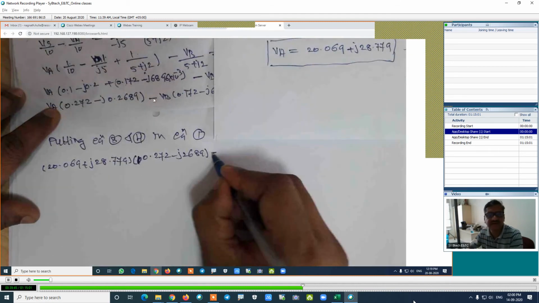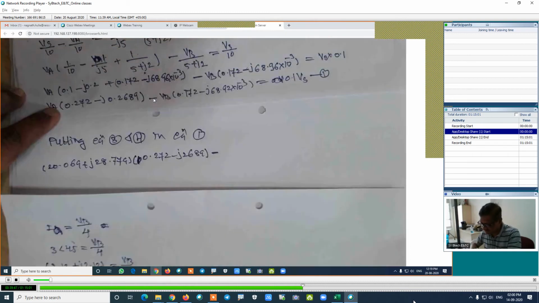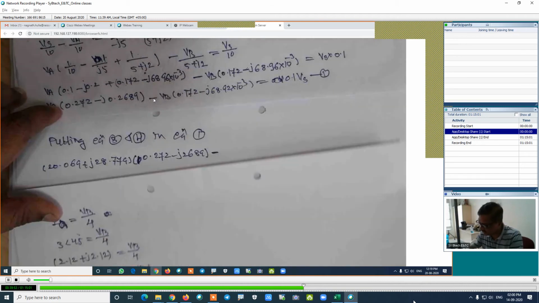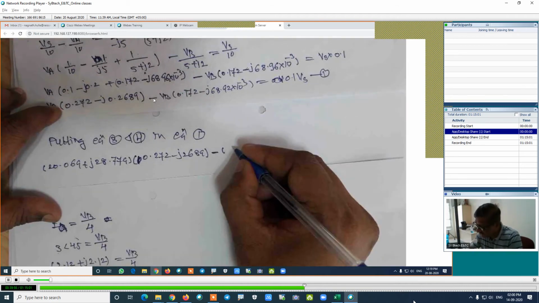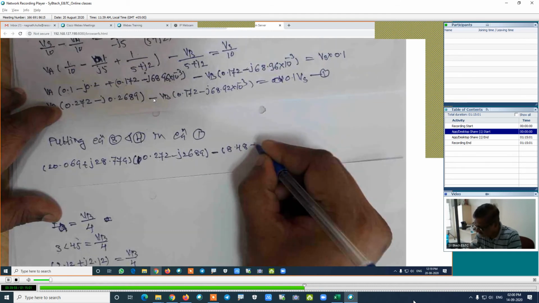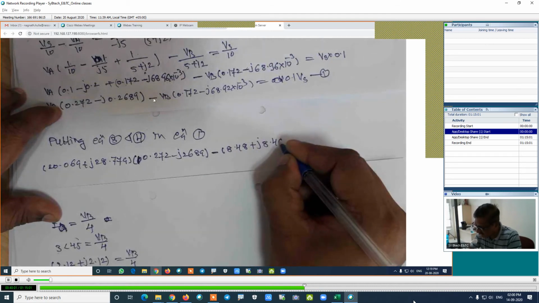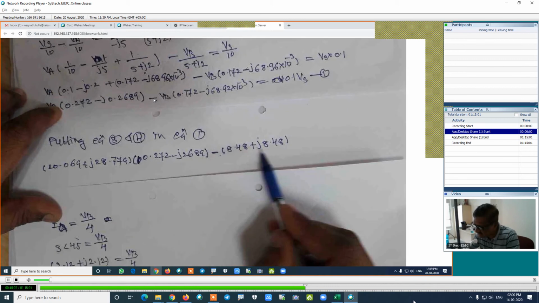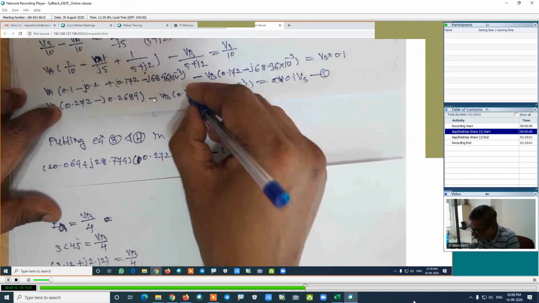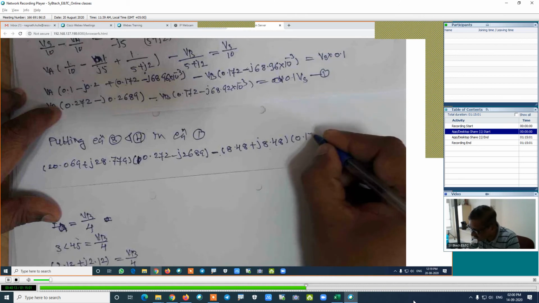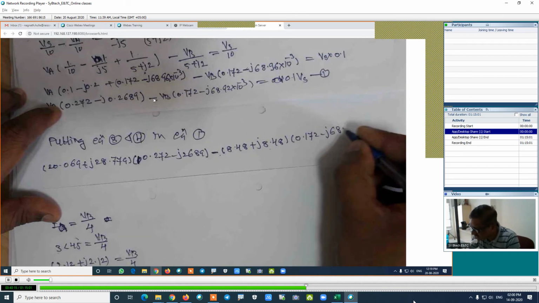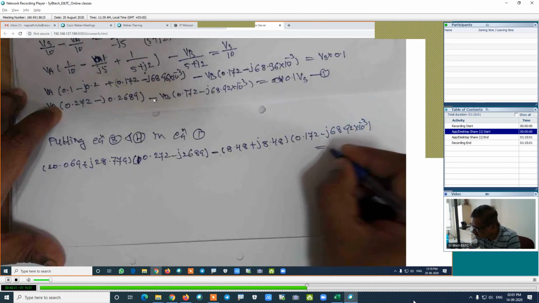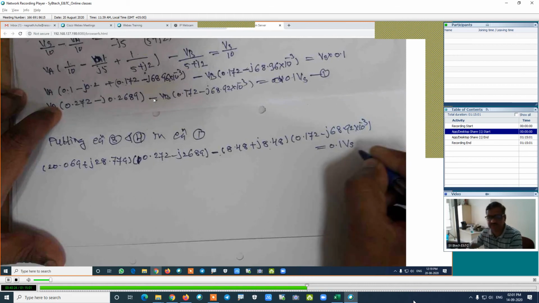This is minus VB. Where is the VB? This is VB. How much is the value of VB? This is VB, 8.48 plus j 8.48. Pay attention to the plus and minus: this minus sign I have copied as it is. This value of the VB is this, and this is multiplication. This value will be 0.172 minus j 68.92 into 10 raised to the power of minus 3. This value is equal to 0.1 Vs. I will look at this 0.1 Vs later on.